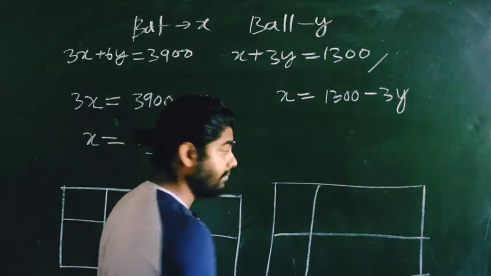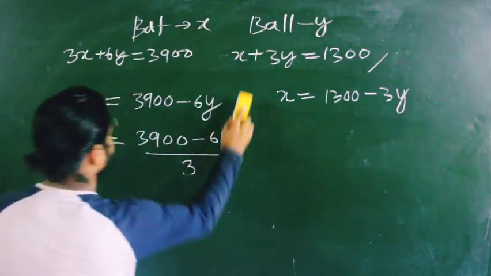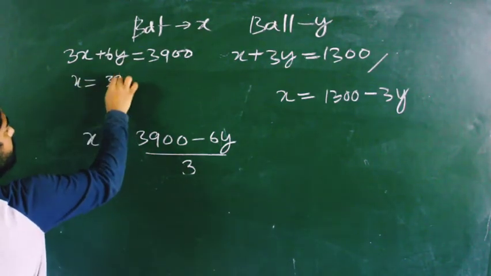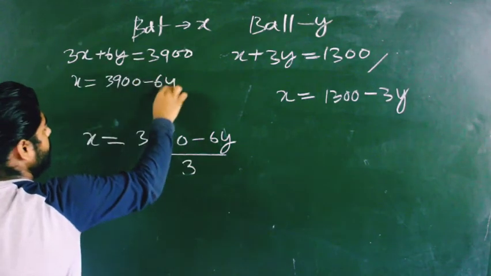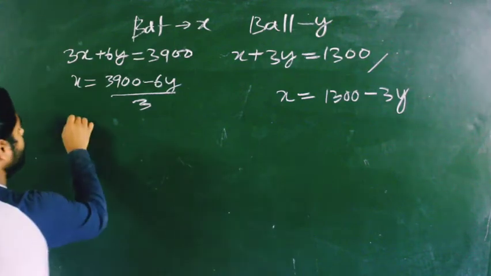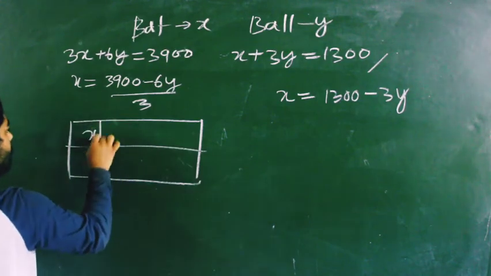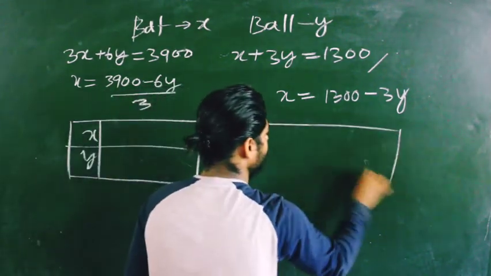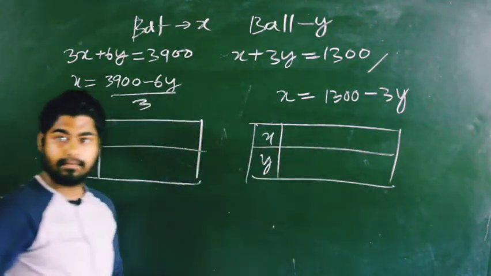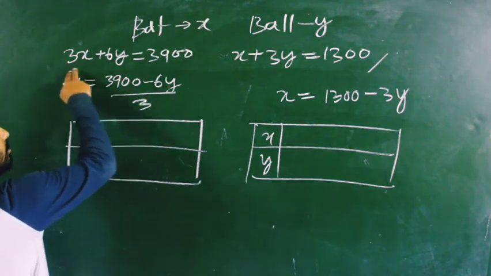It should go above now. X equal to 1300 minus 6y. Is it clear enough? So first we'll assume the value of y in order to get the value of x.